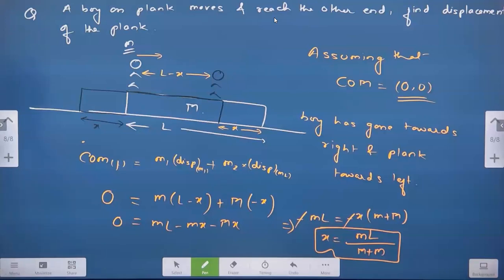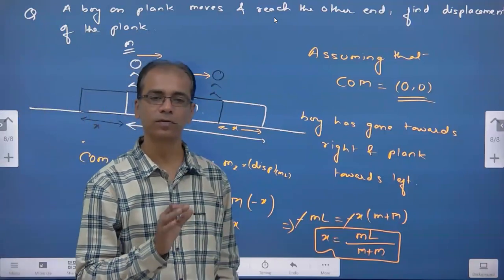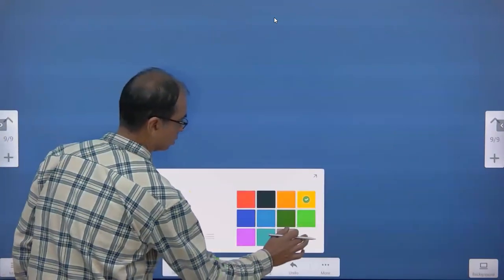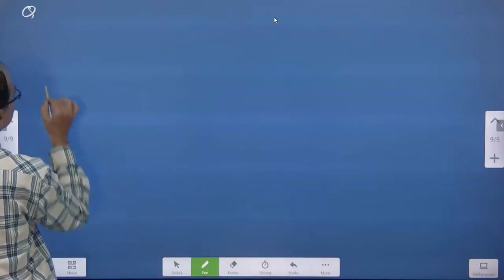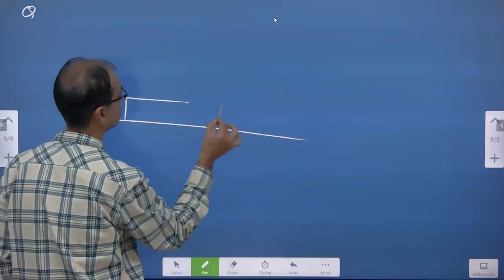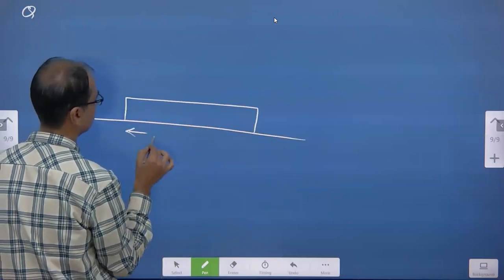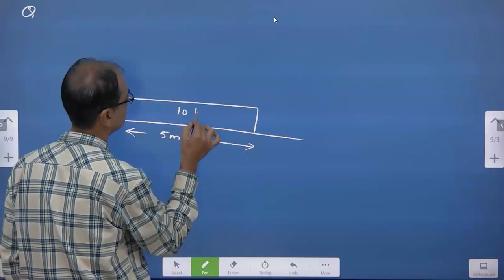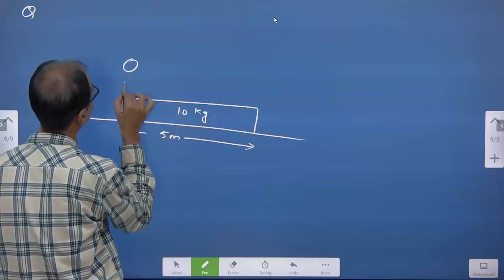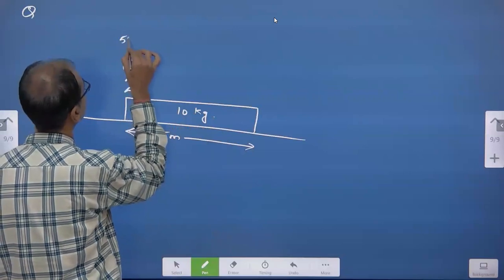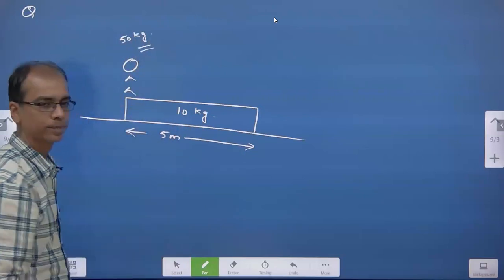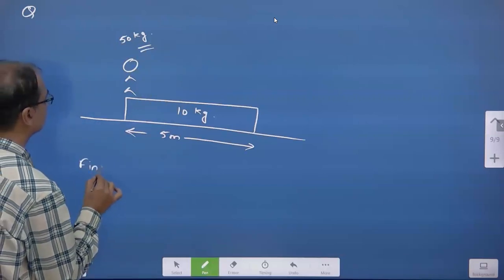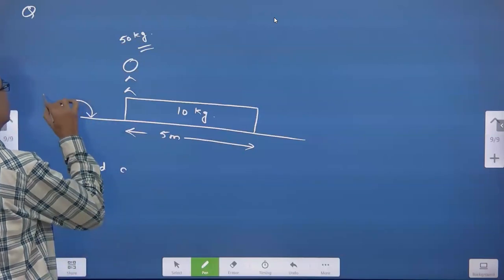Yes, sir. Okay. Now, the same question again I am giving you, but with values. Just solve this question, okay? With values. So here it is. Same question, okay? This is 5 meter. Its mass is 10 kg. The boy's mass is 50 kg. Find, and one more thing. This is smooth.